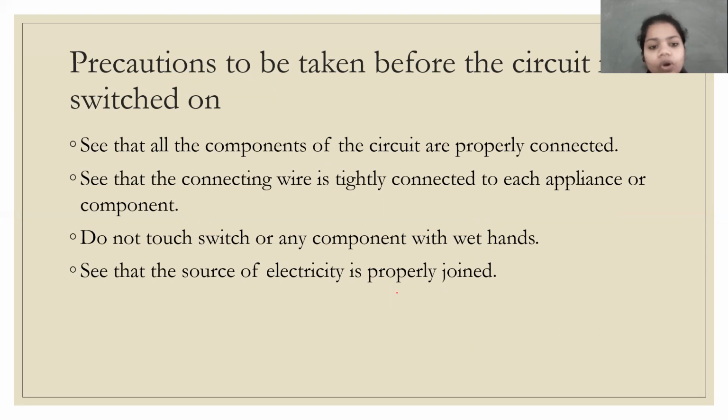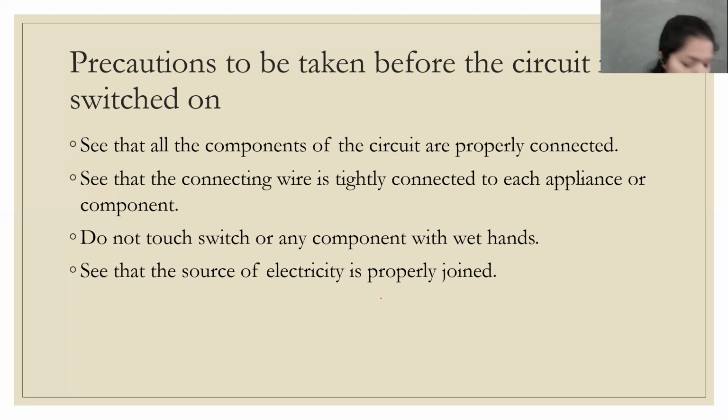So some of the precautions are: number one, all the components should be properly connected, meaning there should be no leakage of current. Number two, the connecting wire should be tightly connected to each appliance. Every appliance should be connected tightly. Next, do not touch the switch or any component with wet hands. And finally, see that the source of electricity is properly joined. So these are few precautions which should be taken before switching on the circuit.